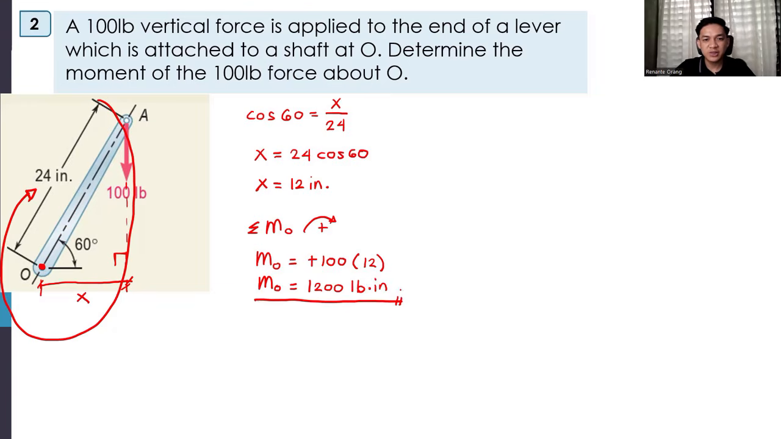But what if, class, yung sa choices natin is naka-pound foot? So, ang gagawin natin is i-convert natin siya, in every 1 foot, we have 12 inches. So, the moment at point O is equivalent to 1,200 multiplied by 1/12, that is obviously 100 pound foot. So this will also be our final answer. So depende sa dalawa kung ano yung hinahanap.